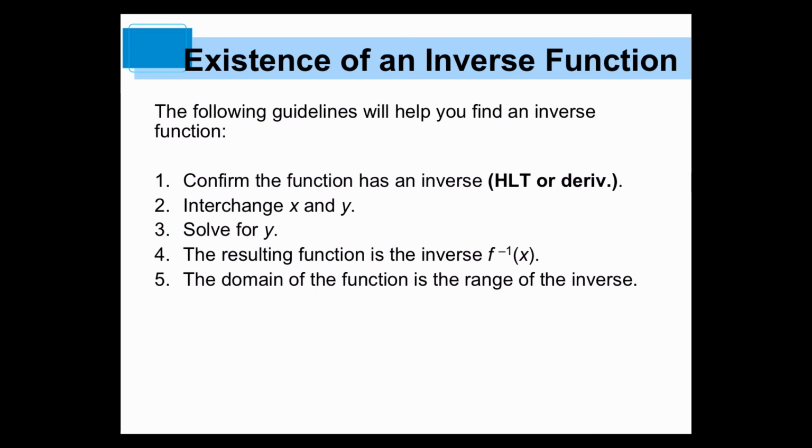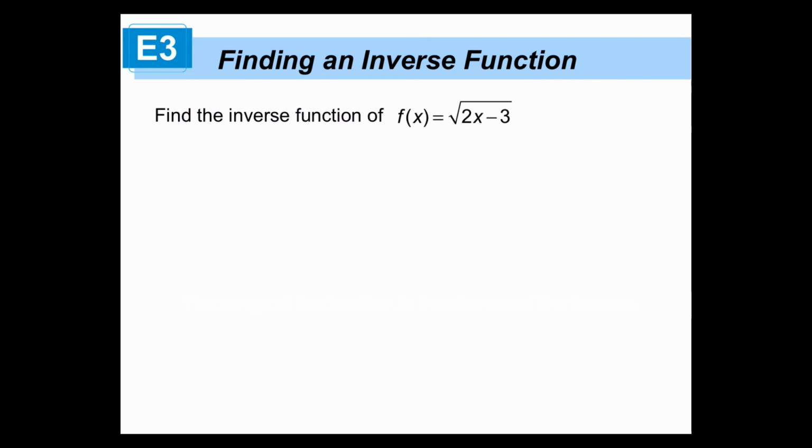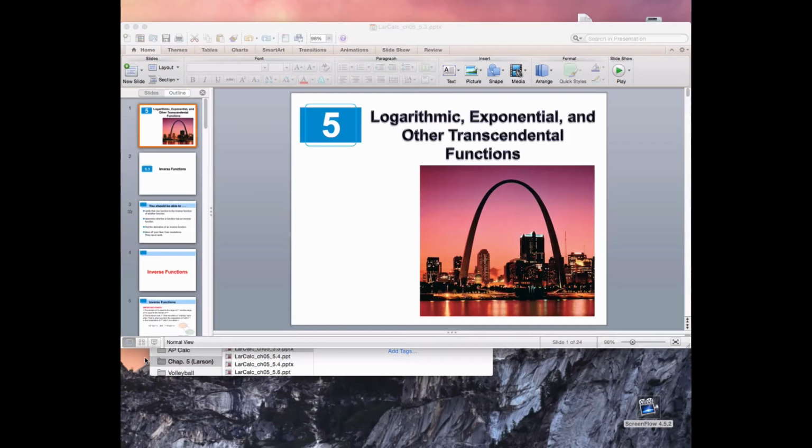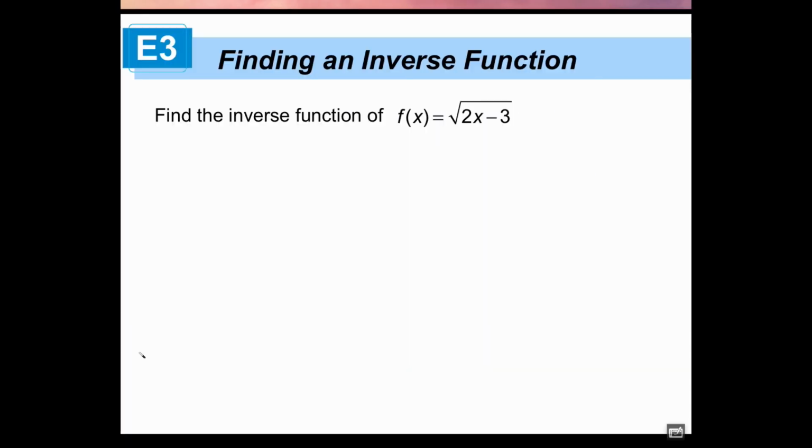As I mentioned already, the domain and the range are switched. So here we go. We want to find the inverse of that function. y equals the square root of 2x minus 3. First step, I just turned f of x into y, because we know those two things are equal.